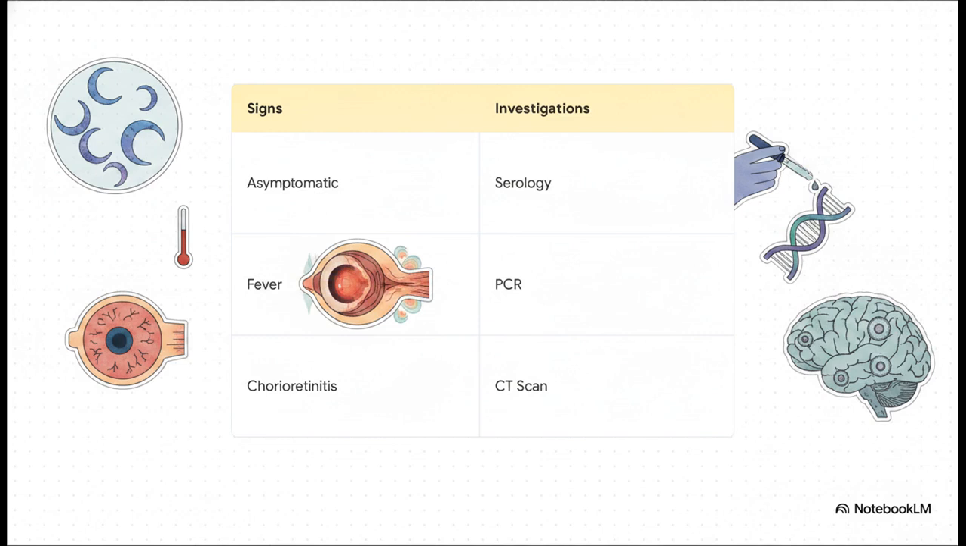For investigations, we rely heavily on serology, looking for a 4-fold rise in antibodies or PCR. But if you have an immunocompromised patient with neurosymptoms, you need a head CT. You are looking for a very specific hallmark: multiple ring-shaped contrast-enhancing lesions in the central nervous system.